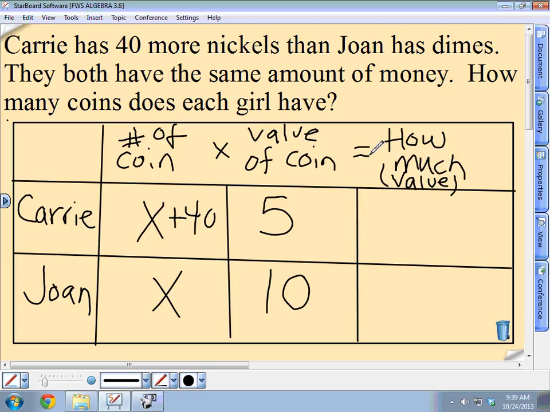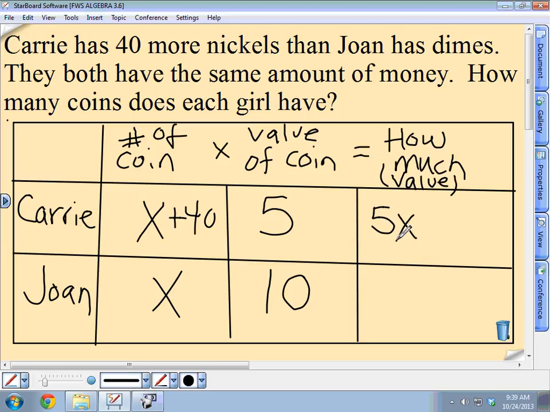x plus 40 times 5. What is that? What is 5 times x plus 40? I'm asking you, when you multiply, what do you come out with? What do you have? 5x.